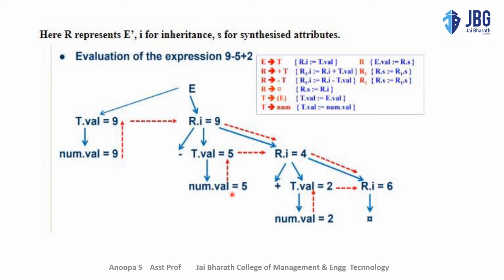The num dot val is again a synthesized attribute, right? So it is given to T dot val. So this has got 9. Now 9 minus 5 is given to R dot in. So 4 it gets is given to R dot in. Then again this num dot val is 2. This 2 plus 4 is given to R in. So resultant value is 6.